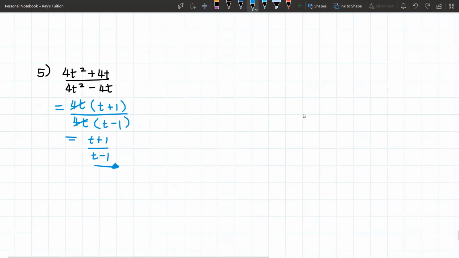Okay, I hope that you have understood this video. If you found it a bit confusing, make sure that you revise the factoring methods before attempting algebraic fractions. Knowing how to factorize is very important, as you can see, for the simplification of algebraic fractions.